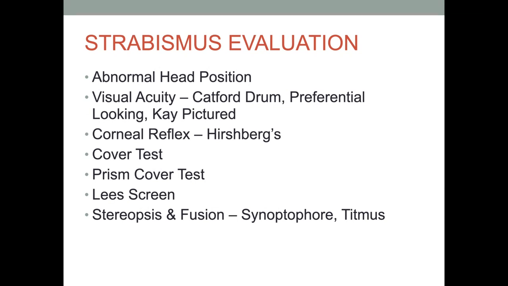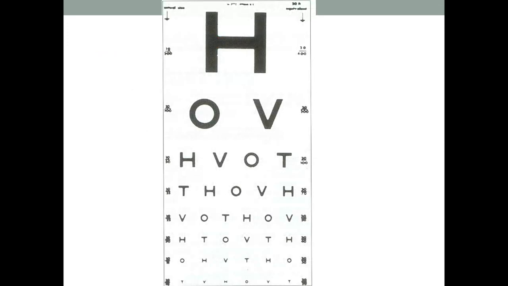We look at the visual acuity as we discussed. We discussed the Hirschberg's test, where you look at the corneal reflex. We've covered the cover test and the uncover test, the prism test. There are other tests that we will not go over, it's beyond the scope of this lecture, but I'll just mention that we use the Lees screen, and for stereopsis and fusion, we use a synoptophore or a Titmus and other tests to evaluate that.